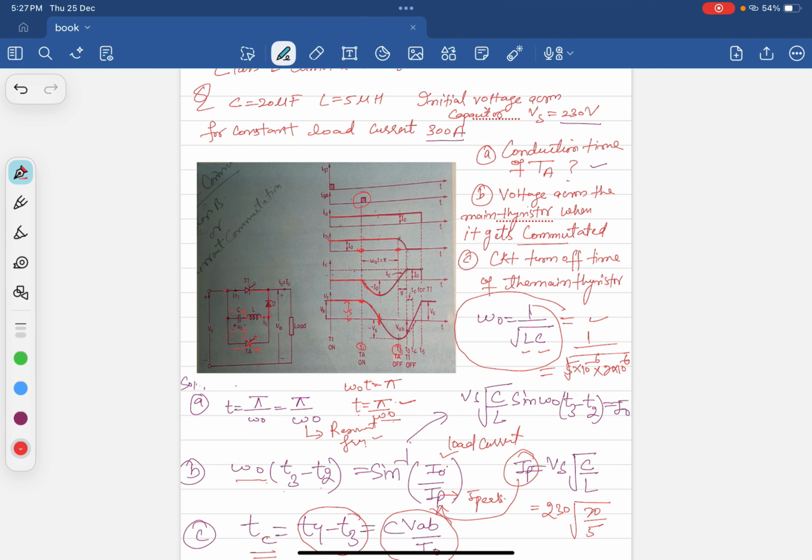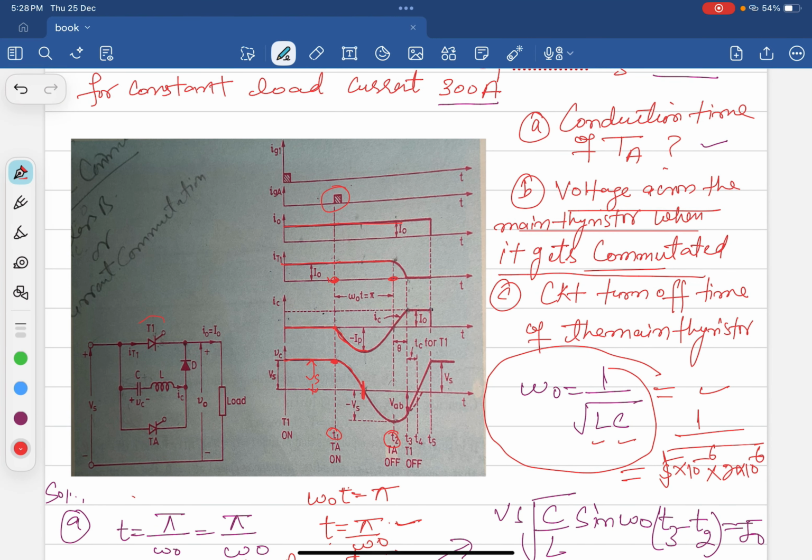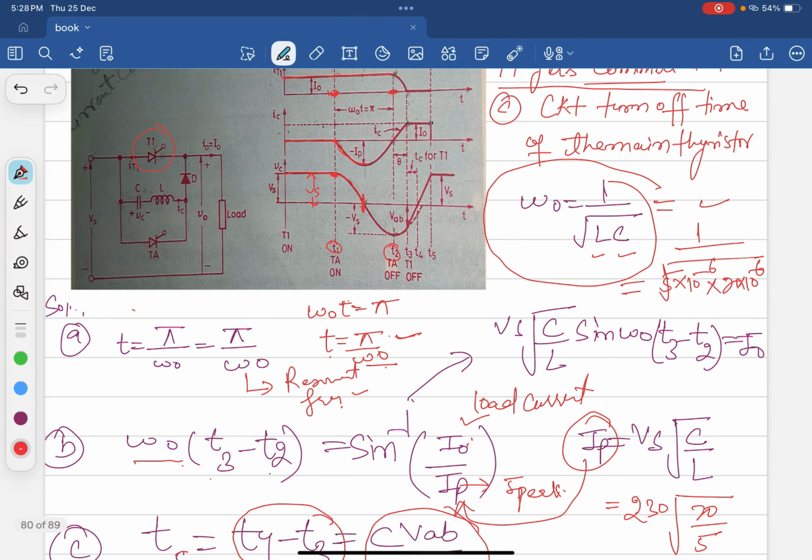Also in the next question, it is asked the voltage across the main thyristor when it gets commutated. So what voltage do we get across the main thyristor? This is called the main thyristor, which is T1. To calculate it, the formula is omega naught (T3 minus T2) equals sine inverse of load current upon peak current.